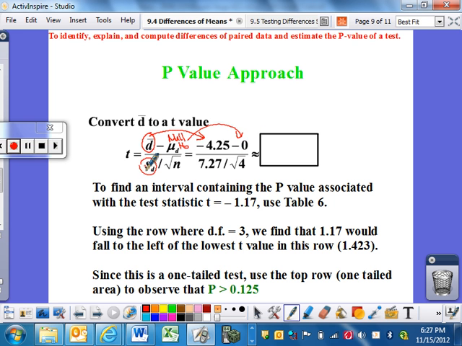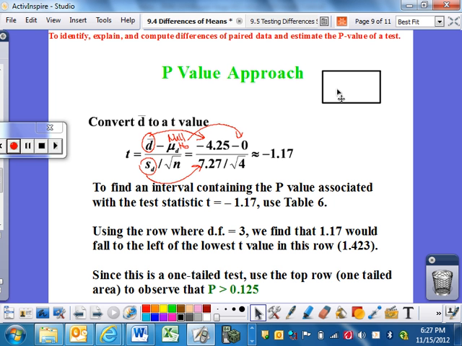Standard deviation of the difference, we just found that on the previous page, divided by the square root of n. N just refers to the number of people or things in your sample. So we had 4 people, person A, B, C, and D, so we divided by the square root of 4. And in either case, you get your t-score. Alright, so now we have a t-score that's equal to negative 1.17.